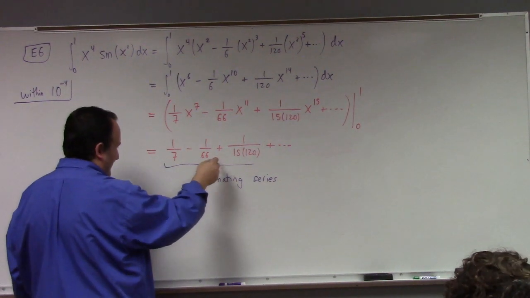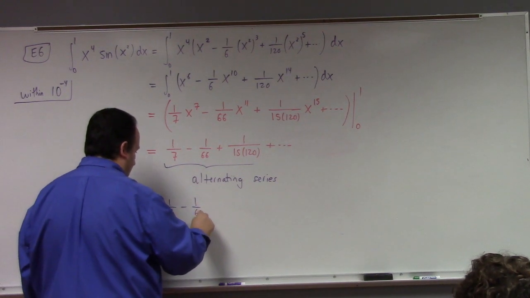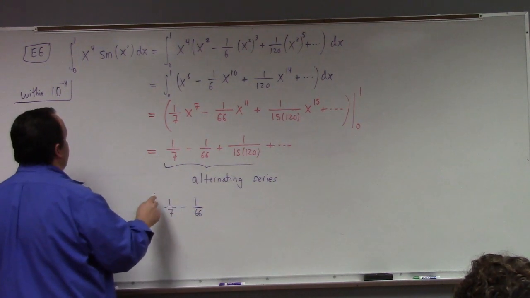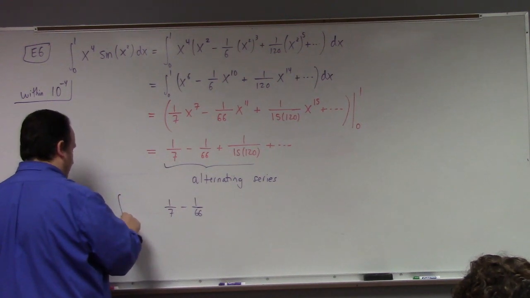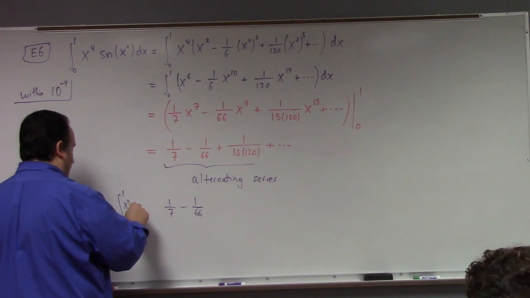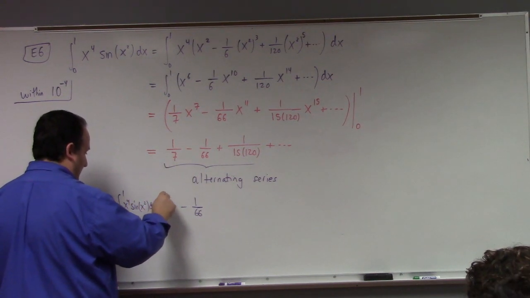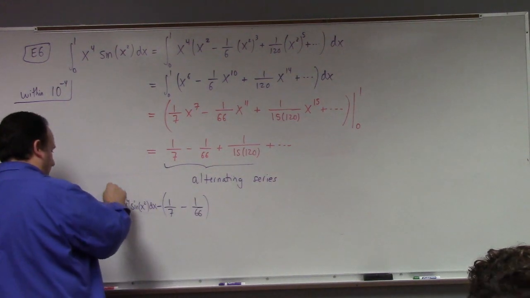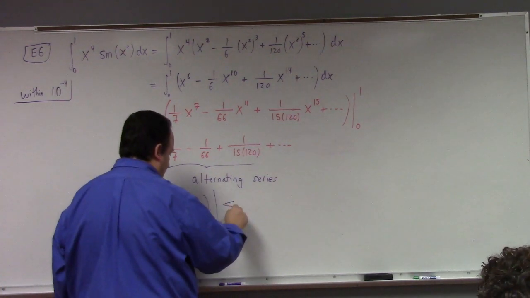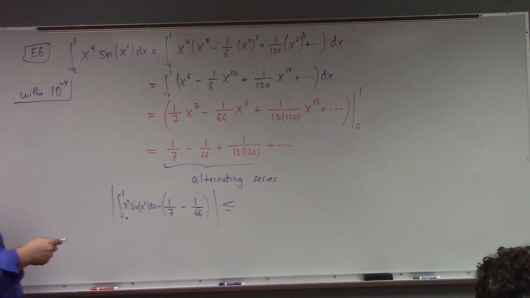So as it stands, if I do 1/7 minus 1/66, right? And I say that that is the integral. So if I look at the integral from 0 to 1 of x to the 4th, I should have just given this thing a name. I'm a dummy. Sine of x squared dx. So I do all of that minus this, right? And I look at the absolute value of that. That is less than or equal, it's bounded above by what? The next term I haven't used, right? 1 over 15 times 120.